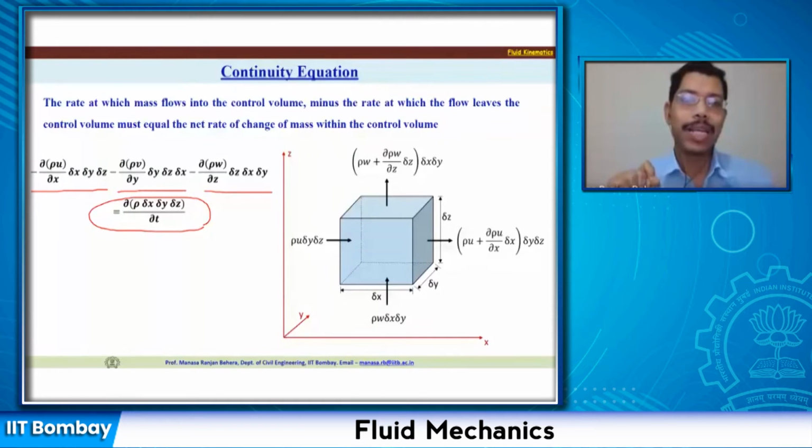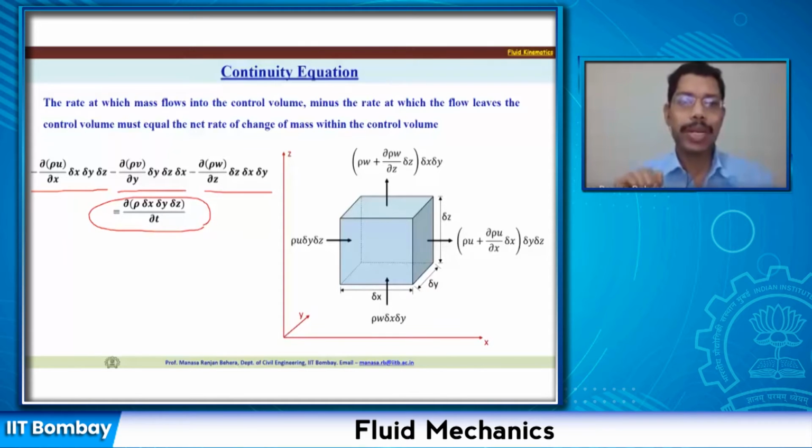So what is that? The mass in the control volume is rho delta x delta y delta z. So delta x delta y delta z is the control volume, and the mass is obtained when you multiply that with rho, volume to density. So the rate of change is dou by dou t. So dou rho delta x delta y delta z by dou t is nothing but your net rate of change of the mass within the control volume.